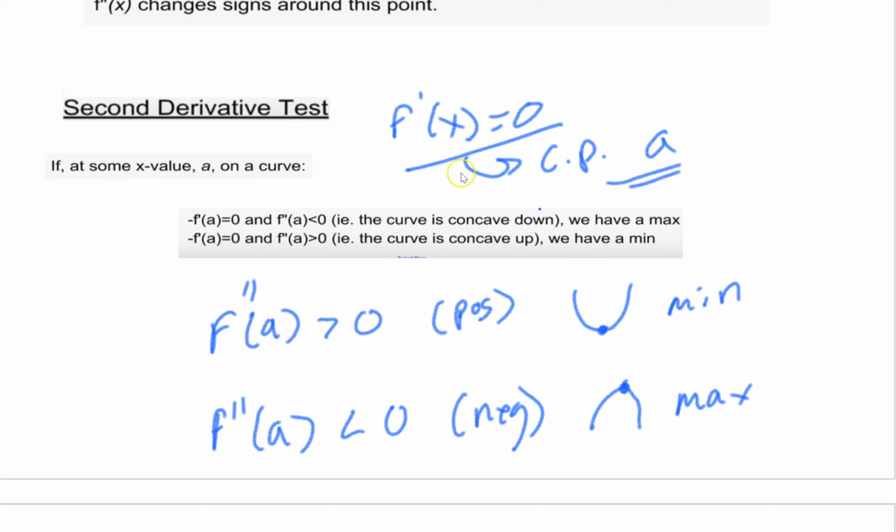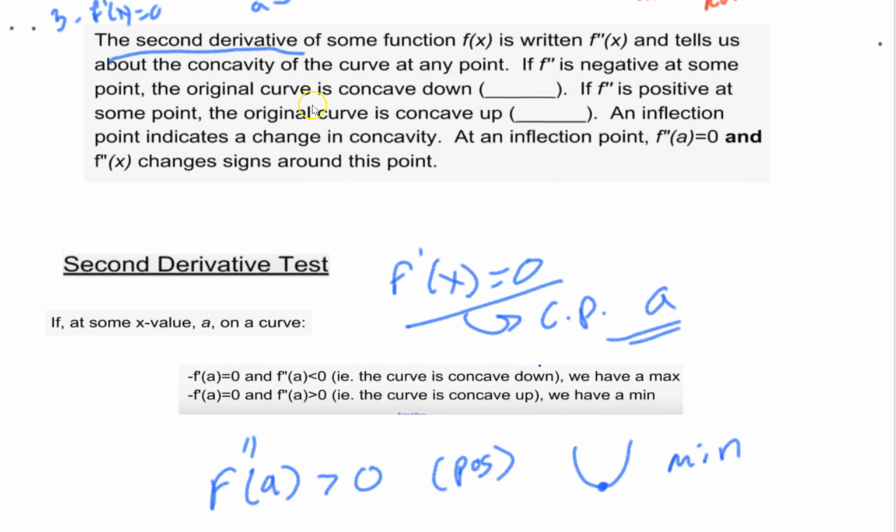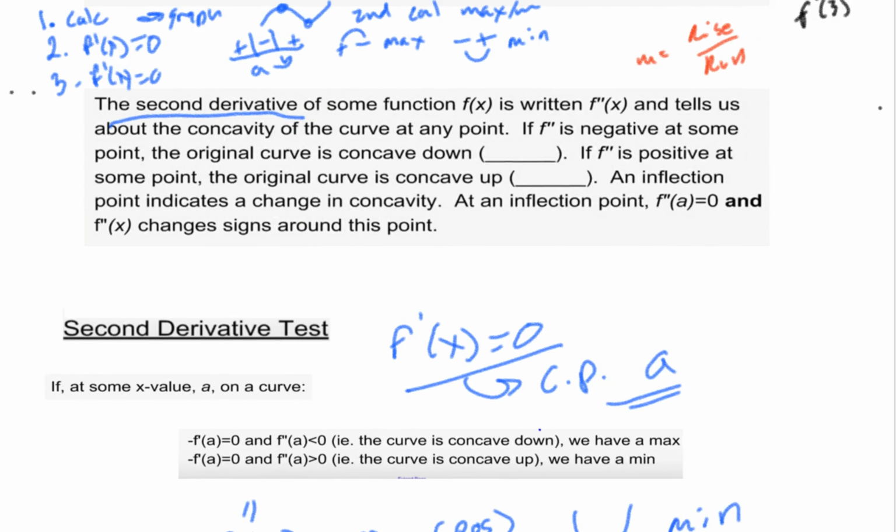Again, that's one way IB loves to show the max or min. They like to verify by doing the second derivative test. Let's go up here to finish some ideas off. Keep in mind the first derivative tells us increasing, decreasing. The second derivative tells us concavity. If the second derivative is negative, that means it's concave down, so it's a max. If the second derivative is positive, then it's concave up, or a min. Now, the way we find inflection points is when the second derivative equals 0.